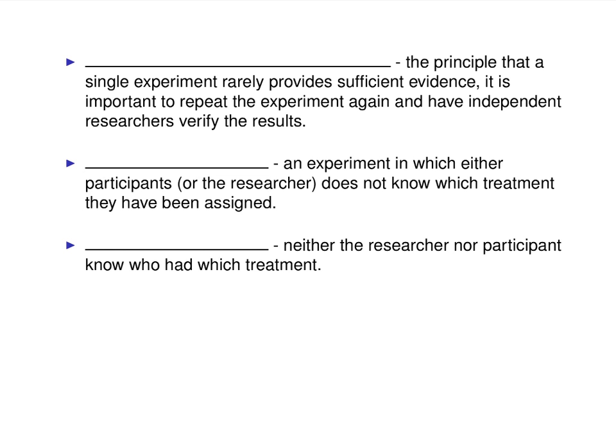Okay. Something called replication in science. This is the principle that a single experiment rarely provides sufficient evidence, and it's important to repeat the experiment again to have independent researchers verify the results. This can include a couple of things. It can include just doing your test on lots of people, or actually having somebody else go and do the exact same study again with different participants.